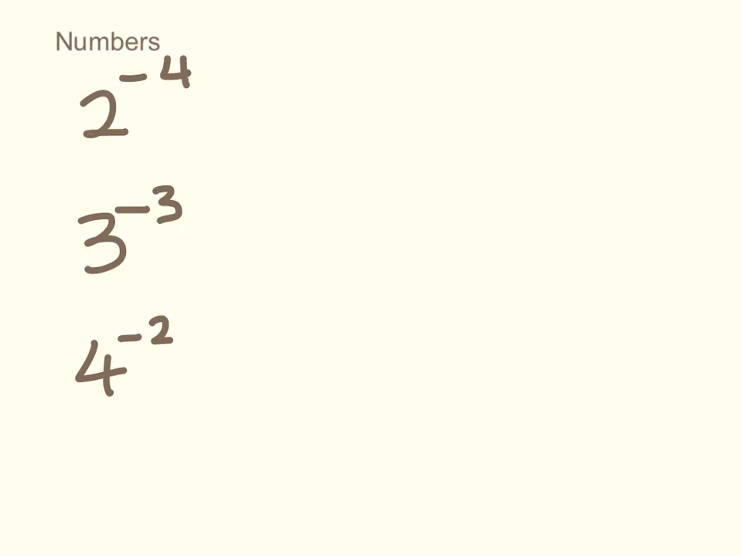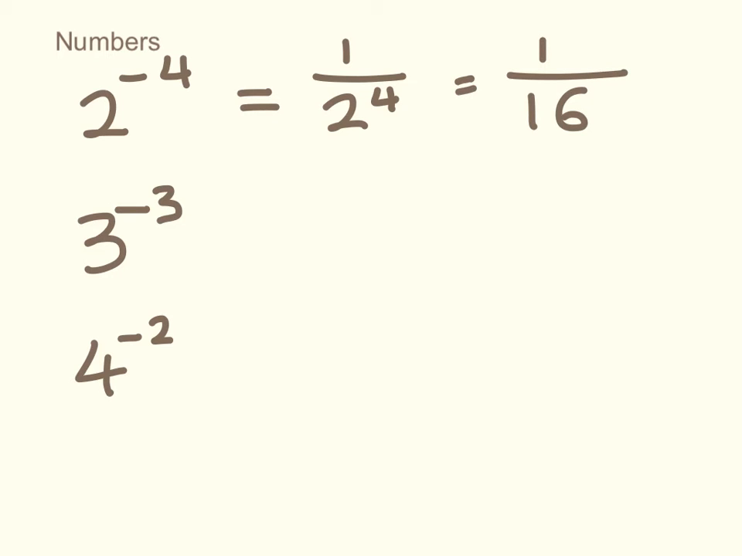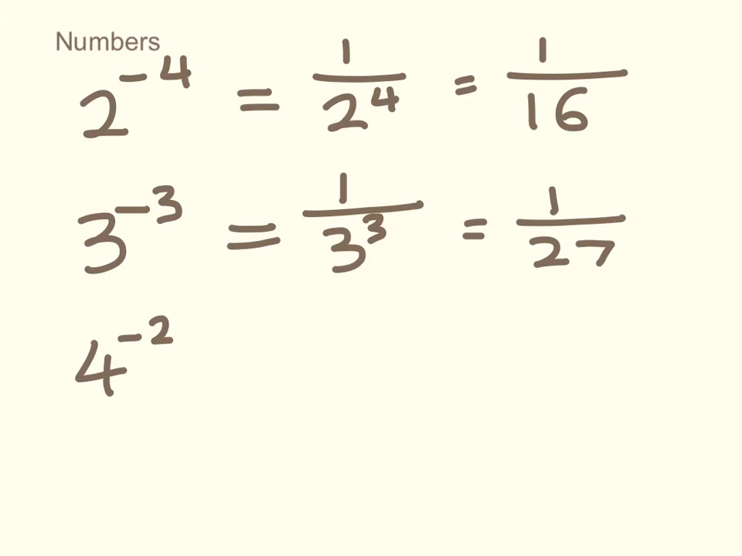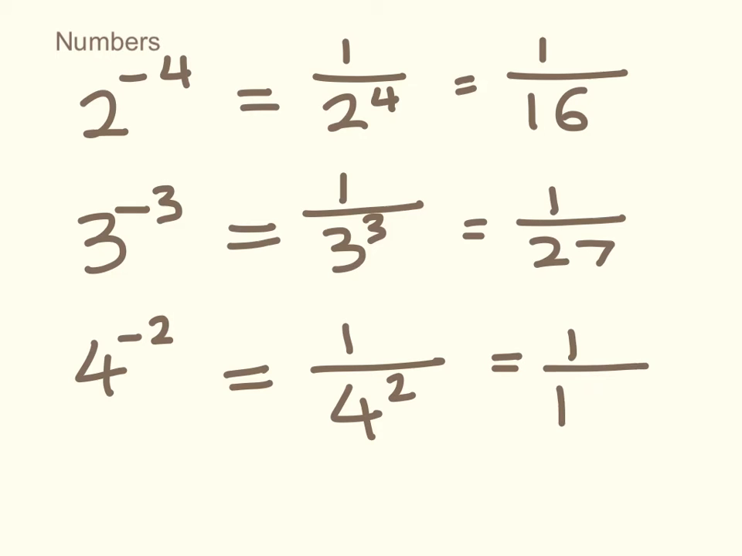Okay, so 2 to the power of negative 4 is the same as 1 over 2 to the power of 4, which is 1 over 16. 3 to the power of negative 3 is 1 over 3 cubed, which is just 1 over 27. 4 to the power of negative 2 is 1 over 4 squared, which is 1/16.